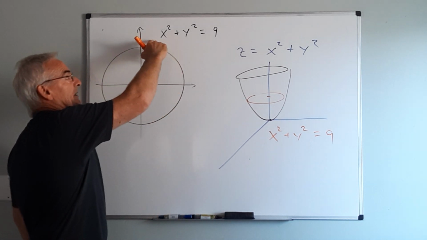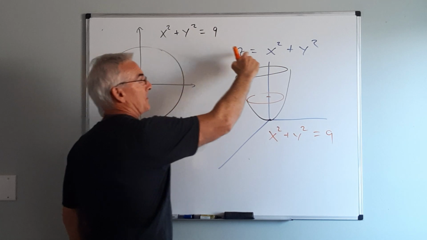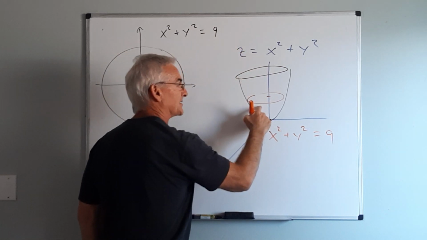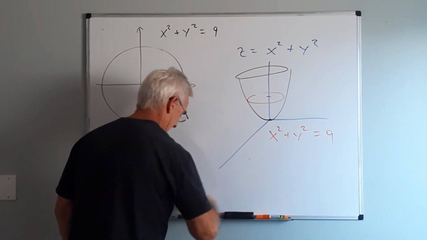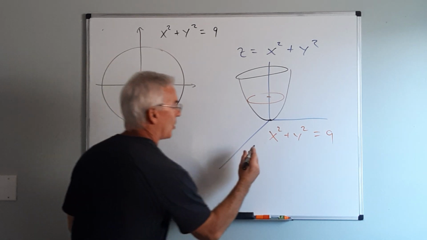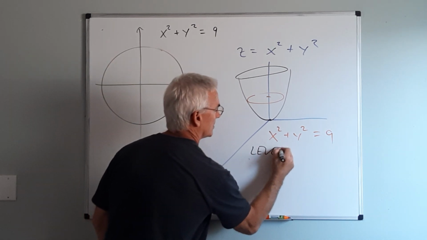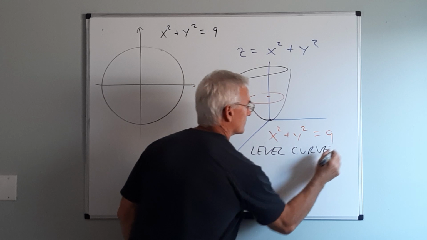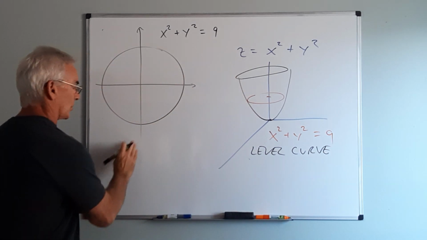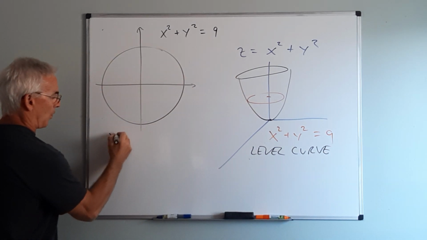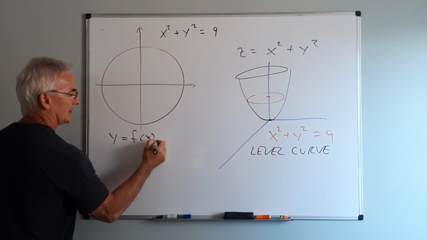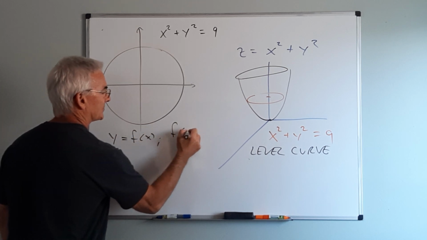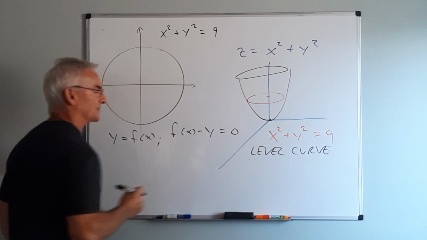So if I take something that's 2-dimensional, I can always make it 3-dimensional, and then what we're looking at is a particular cross-section, and this thing here that I just drew is what's called a level curve. So the basic idea that we're going to expand upon is if I said y equals f of x, then I know that f of x minus y is 0.